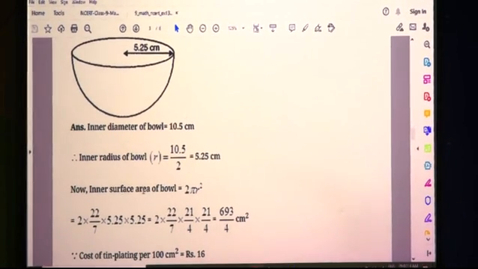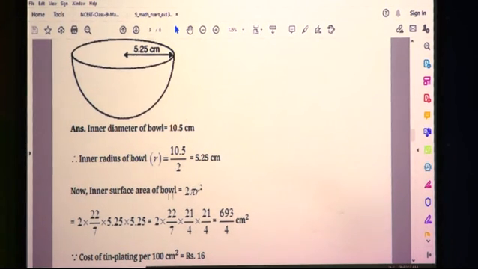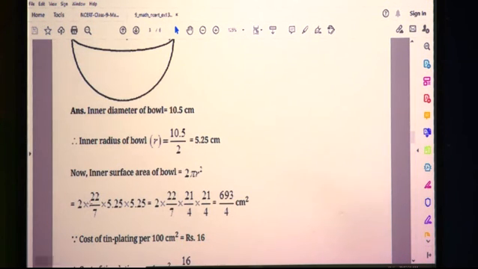Now, inner surface area of bowl is equal to 2 pi r square. This is 2 into 22 upon 7 into 5.25 into 5.25, which is equal to 2 into 22 upon 7 into 21 upon 4 into 21 upon 4, which is equal to 693 upon 4 centimeter square. What is this? Inner surface area of bowl. It is 693 upon 4 centimeter square after doing the calculation.